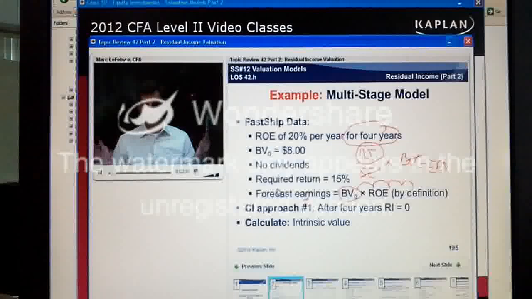Okay? So we're going to tackle this first approach, where after 4 years, the residual income is going to go to 0. It basically means we're in a pure competition market. There's no persistence of the residual income, and as a result, we're just going to present value back that final component along with year 3, I believe, since we've got to go to T-1 and present value back those cash flows.